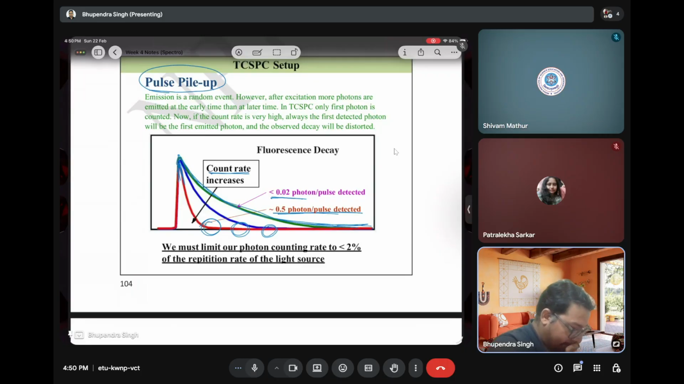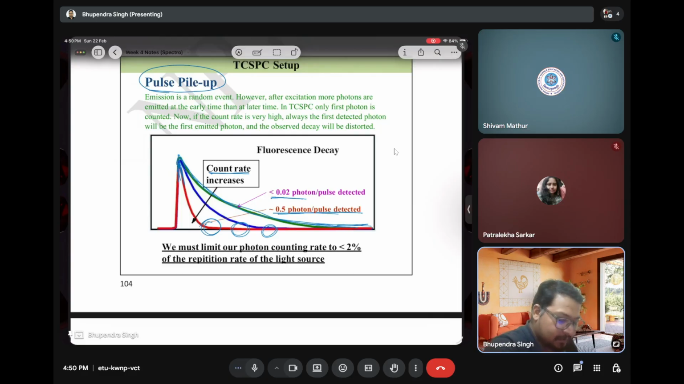So what is pulse pileup? Emission is a random event. However, after excitation, more photons are emitted at the early time than at the later time. So in TCSPC, only the first photon is counted. Now, if the count rate is very high, always the first detected photon will be the first emitted photon.